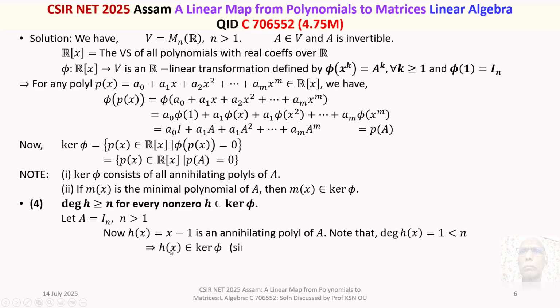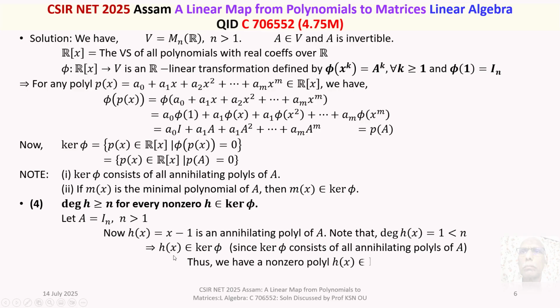Now, h(x) belongs to ker phi. Why? Because ker phi consists of all annihilating polynomials of A. Therefore, h(x) is an annihilating polynomial of A, so h(x) belongs to ker phi. Now, let us see the properties of h(x). It is a non-zero polynomial because it is x minus 1. h(x) belongs to ker phi, and the degree of h(x) is less than n. Thus, we are able to find a non-zero h belongs to ker phi whose degree is less than n.